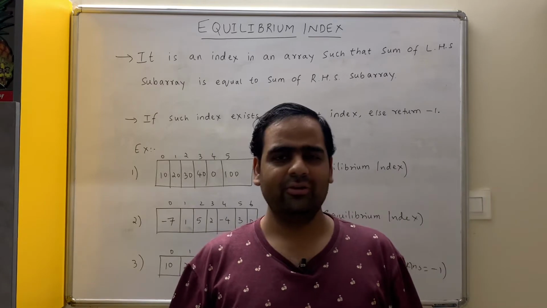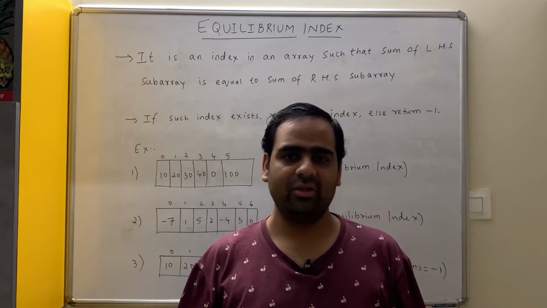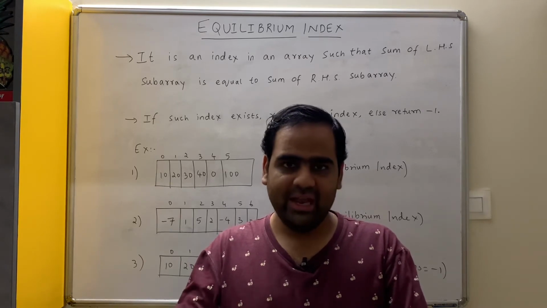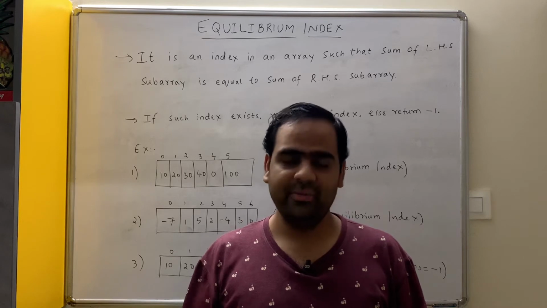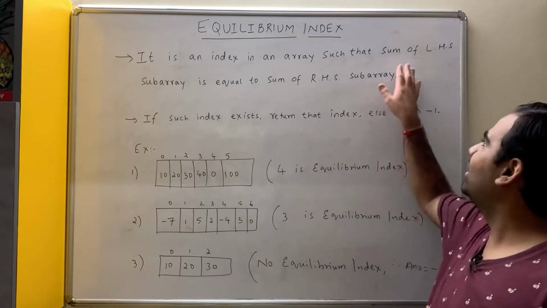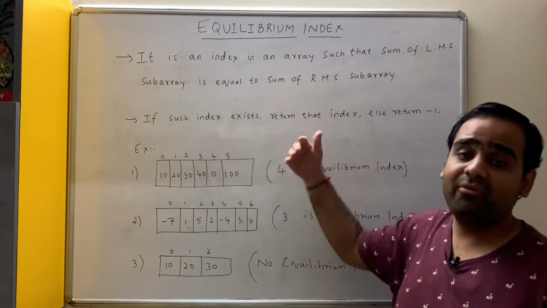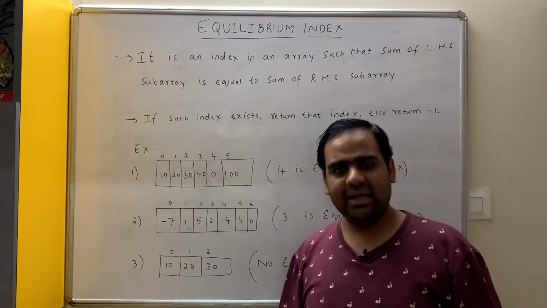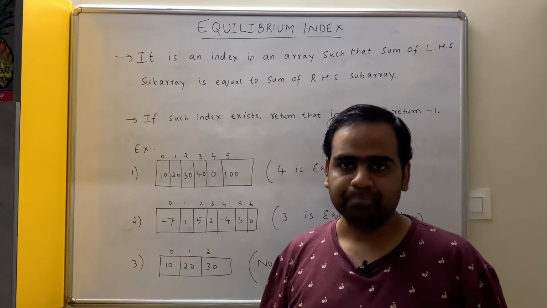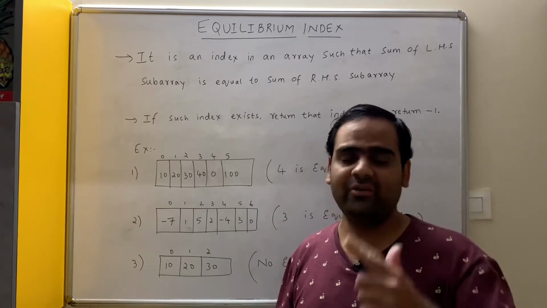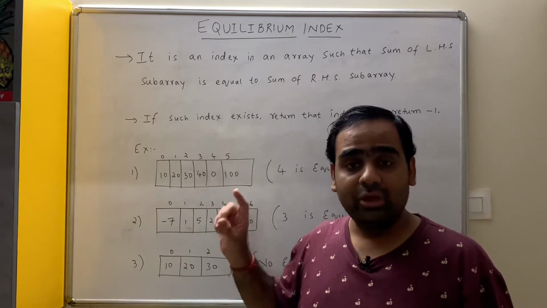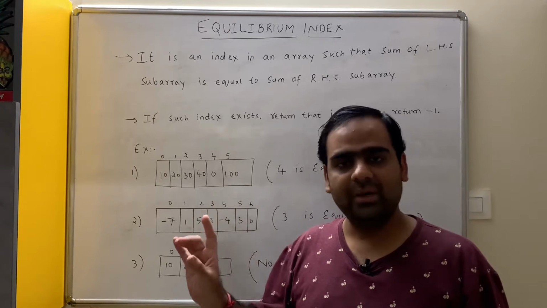In this video we are going to talk about the equilibrium index of an array. Now what is the equilibrium point? A point where the weight on either side will be equal. Similarly, in an array, an equilibrium index is the point where the sum of the LHS subarray is equal to the sum of the RHS subarray. Now, there might exist an equilibrium index or there may not exist an equilibrium index in an array. Or there might be more than one equilibrium index in any array. In this program, we are going to give the answer as the first equilibrium index only.